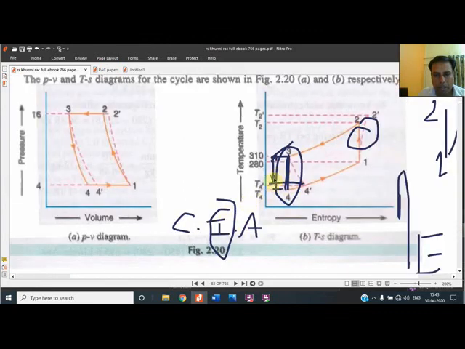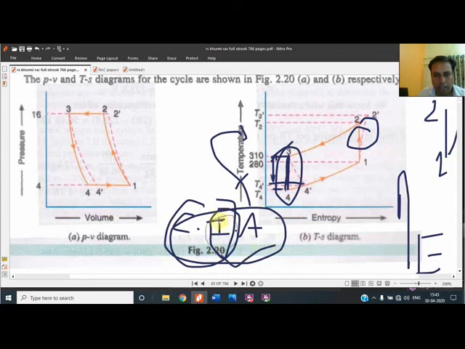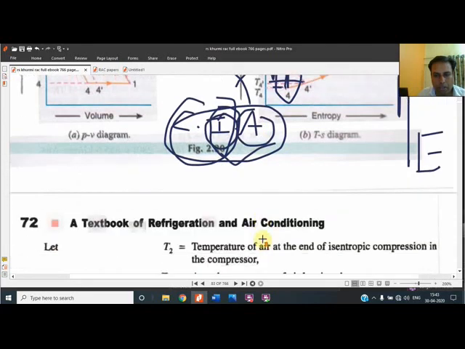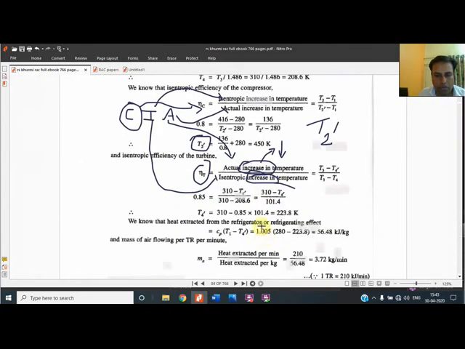Means in an expander, actual will sit in the numerator and isentropic in the denominator, whereas in compression you have to put the isentropic in the numerator and actual in the denominator. So this is the way you have to solve the question.